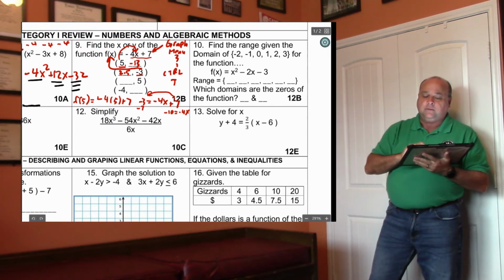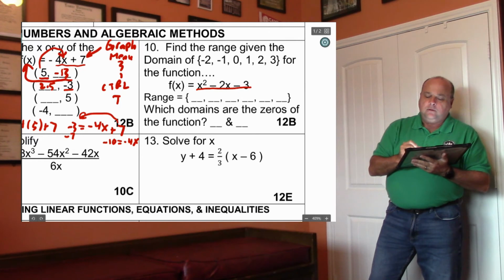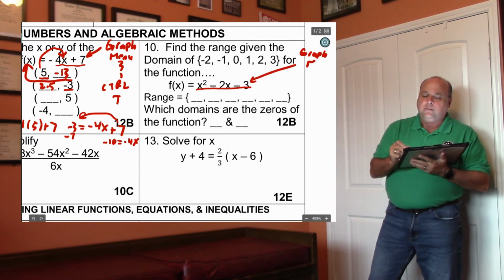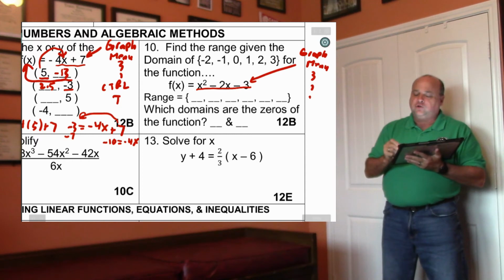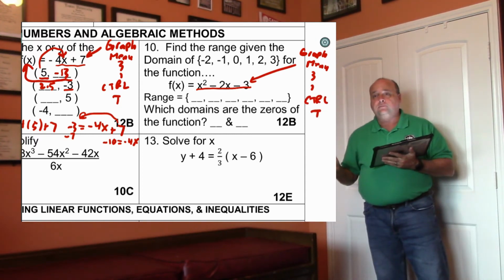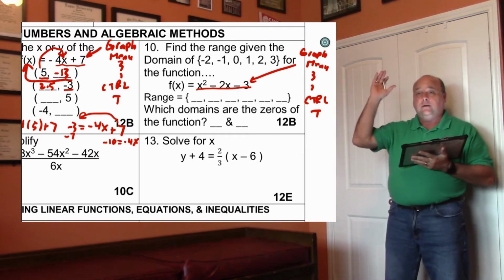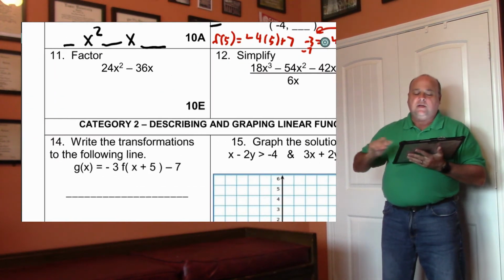Let's go to number 10. Number 10, you are going to graph this. Okay, so you're going to go to your calculator, you're going to hit graph, you're going to hit menu 3-1, hit enter, then type that in, and then hit Control T, and get your domain and range, okay? You would get your domain and range that way. Piece of cake.